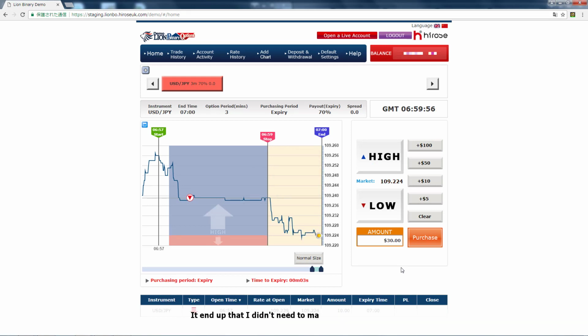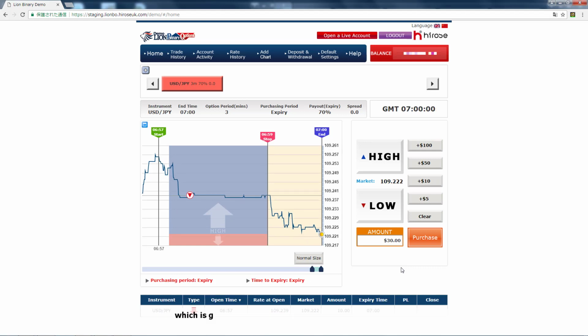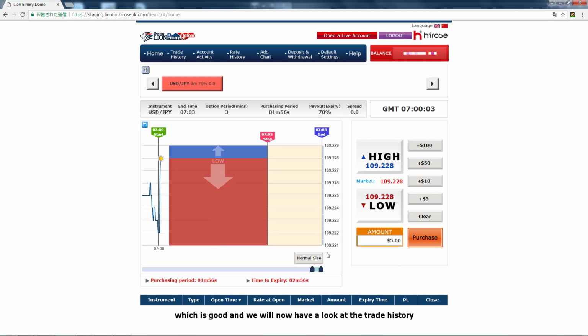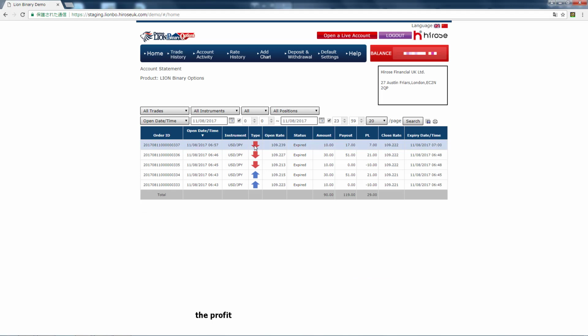Alright, so it ended up I didn't need to make another purchase, which is good. So we will now have a look at the trade history. The profit comes to $7 for this trade just now. So now the total profit is $29. So yep, let's keep going.